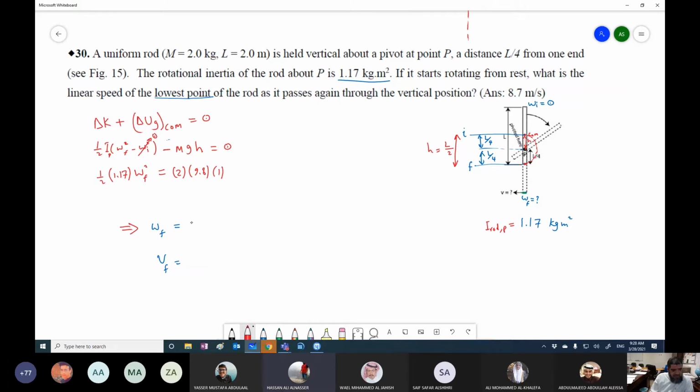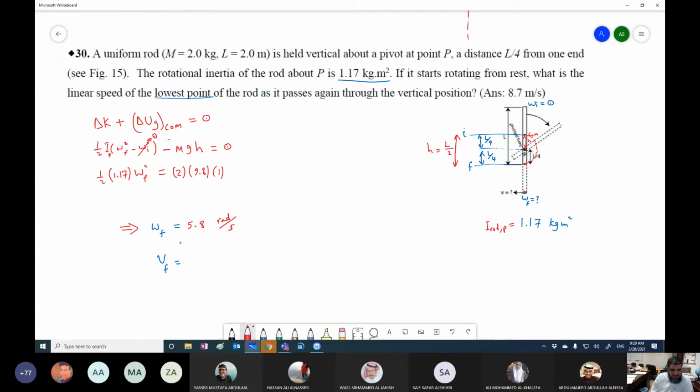5.8 radians per second. You took the square root? Yes, this is the square root. Okay, radian per second. Excellent. So this is omega. But he's not asking about the omega. He's asking about the linear speed. So if we know the omega, how can we find the linear speed of this point here?